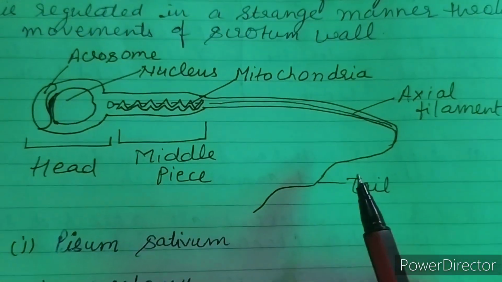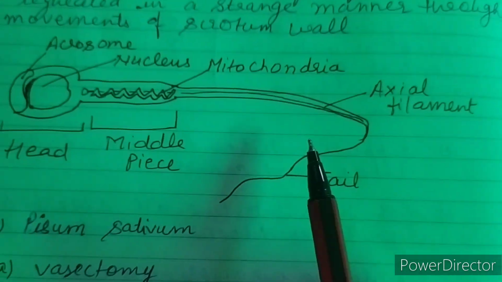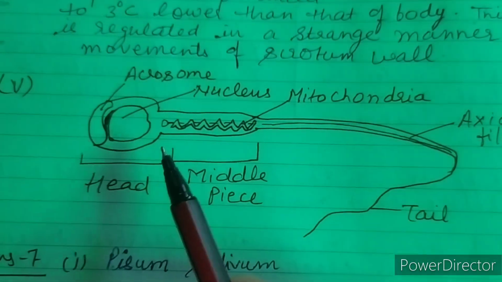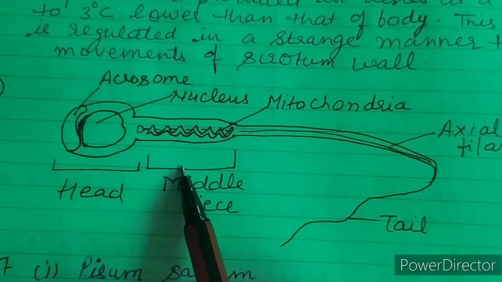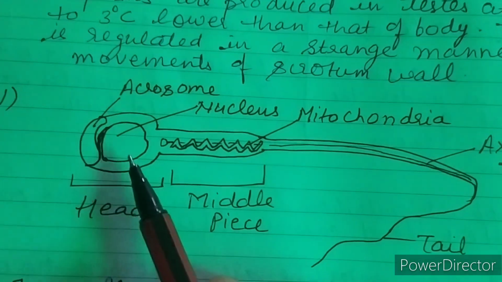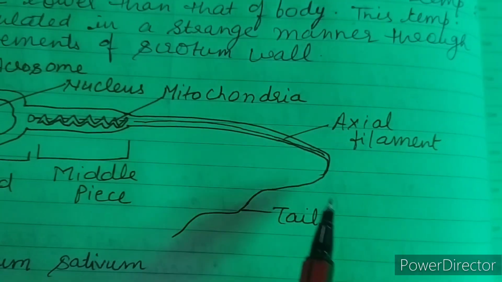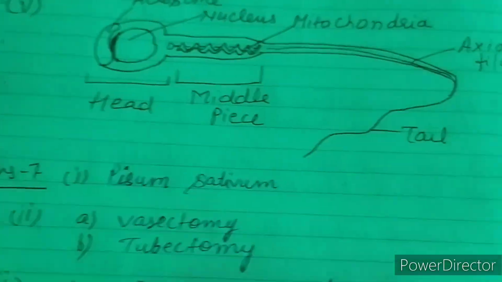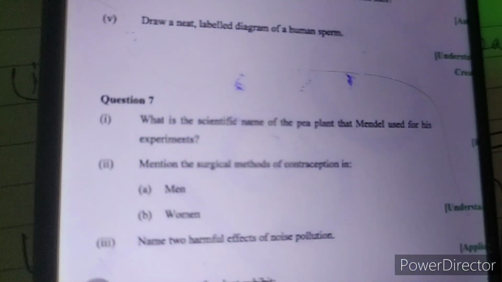In the next question, they have asked you to draw a labeled and neat diagram of a human sperm, and because it is a 3 marks question, you must do at least 6 labels. This has a head, middle piece and tail. In the middle piece you have mitochondria, in the head you have acrosome and nucleus, and in the tail you have axial filament.